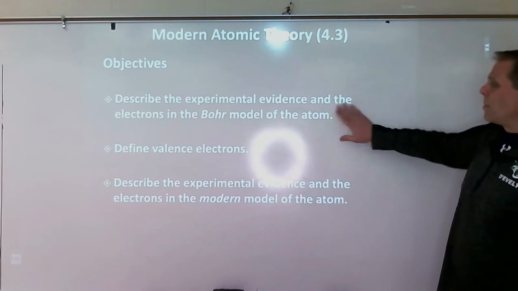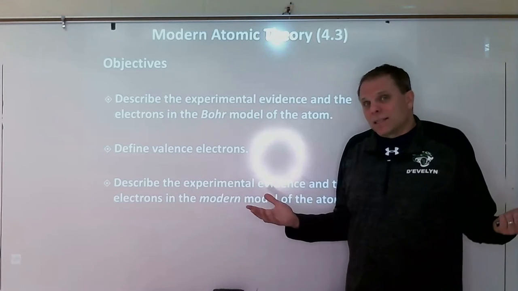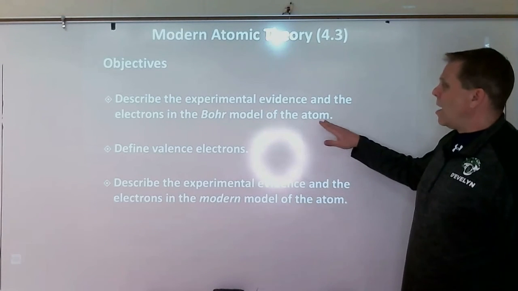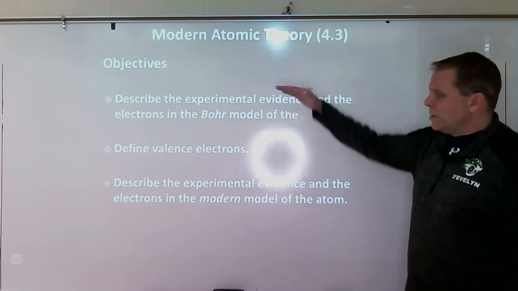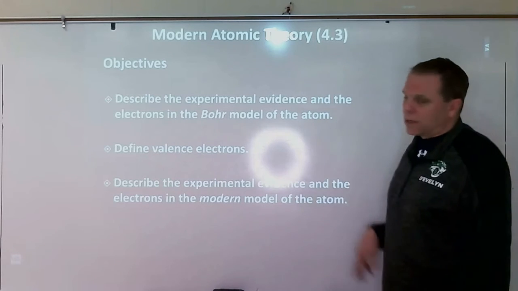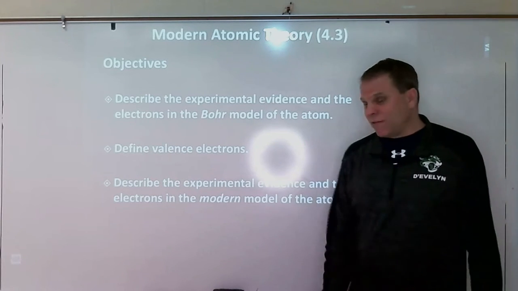Can we describe experimental evidence? Yeah, we talked about how light, okay, is given off with these different colors as we energize and electrify these things, and how we have fingerprints of atoms, right? Then that's going to tell us about Bohr's model, those different energy levels. And then we can now tell you what valence electrons are. Those are the outermost energy level electrons, and they have to do with reactivity.